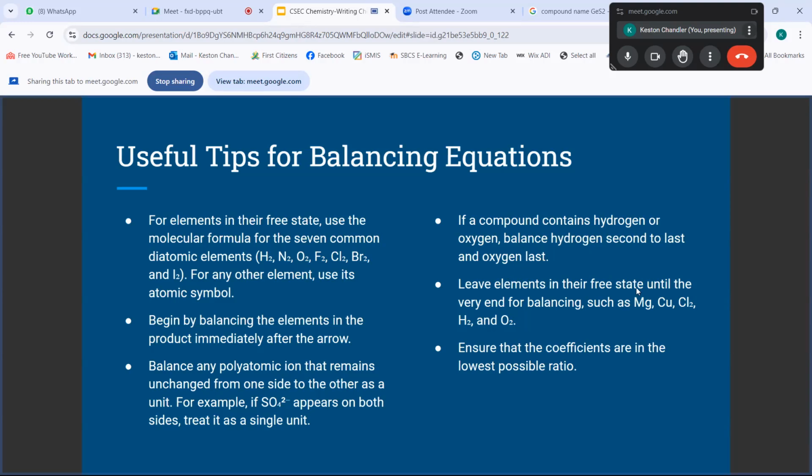Right? Leave elements in their free states until the very end for balancing. So magnesium, copper, Cl2, H2O2. Notice that we left the sodium last for balancing. And always ensure that the coefficients are in the lowest possible ratio. Right? So you want to reduce it, like how you reduce fractions.